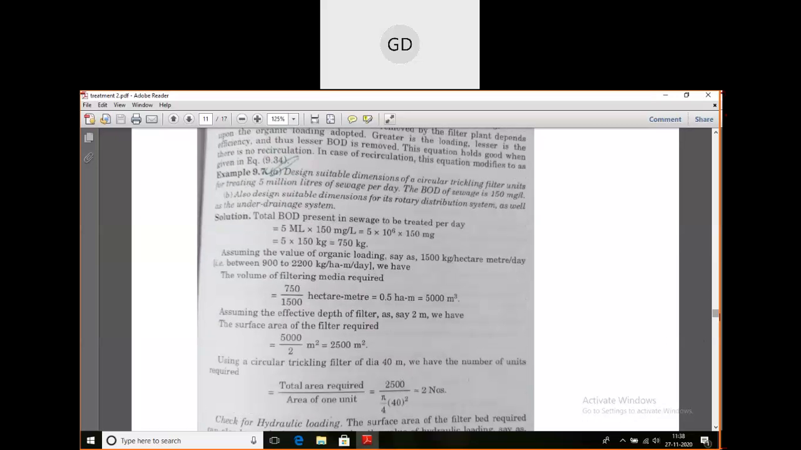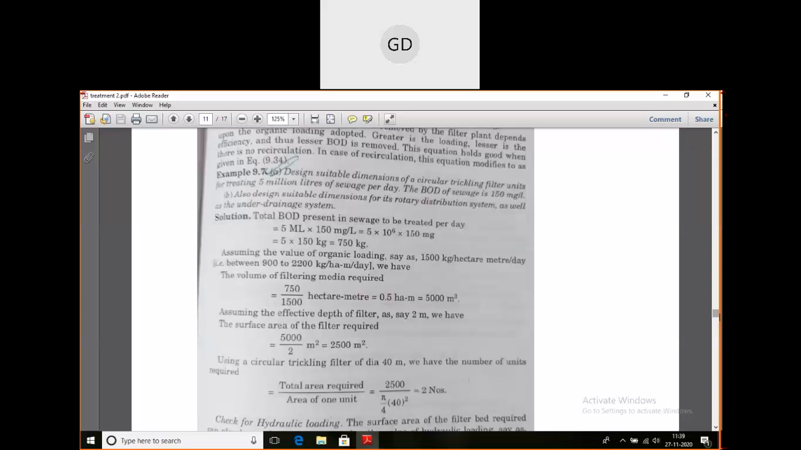So how much sewage is used per day? It is 5 million liters of sewage per day, and the BOD is also given as 150 milligram per liter. The next part of the question says to design your rotary distribution system as well as your under drainage system. So first of all, we will do the first part of the numerical problem.